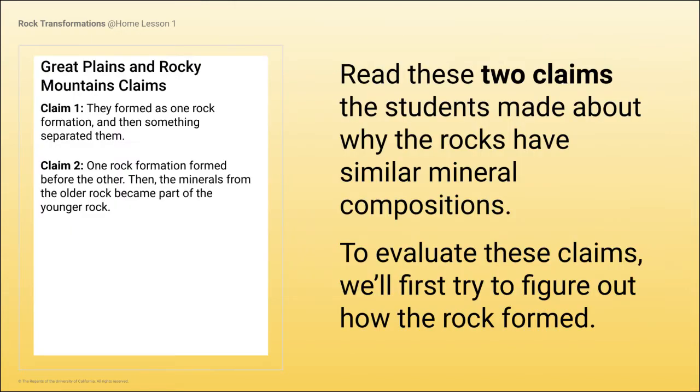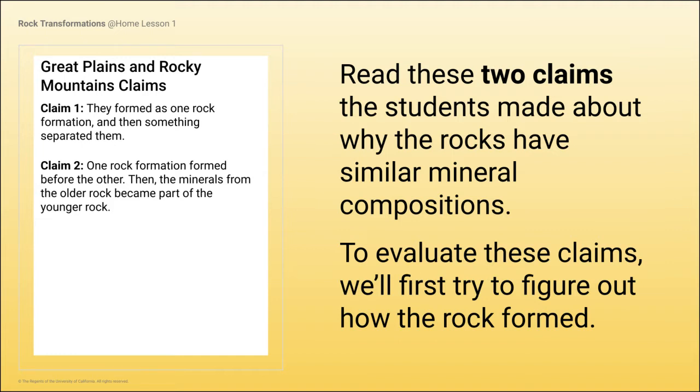Okay, so you're going to read the 2 claims the students made about the rocks and the similar mineral compositions. All right, so our 2 claims are claim 1, they formed as one rock formation and then something separated them. Okay, I like that. And claim number 2 is one rock formation formed before the other, then the minerals from the old rock became part of the younger rock. So we're going to be talking about 2 different kinds of rocks and if that is why and all that good stuff. So here we go.